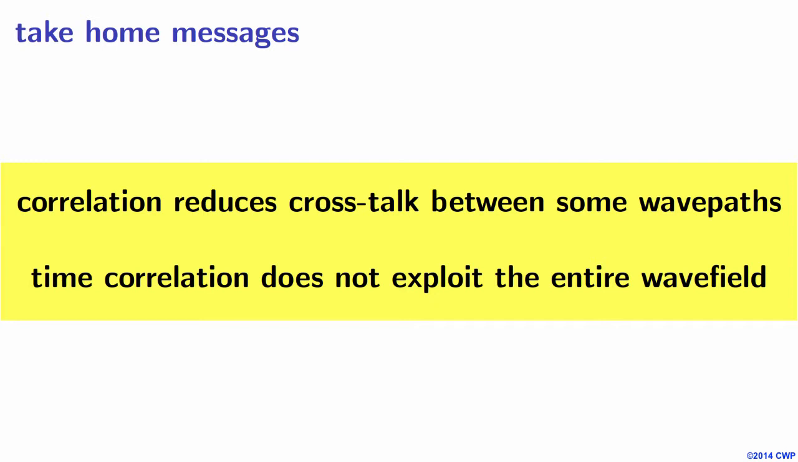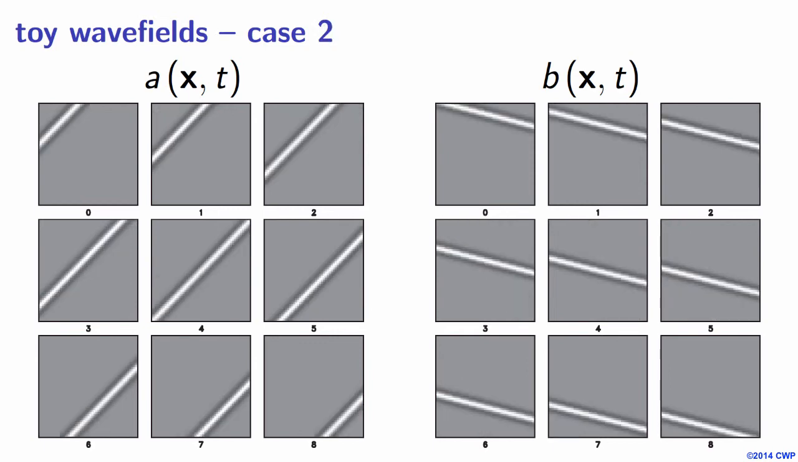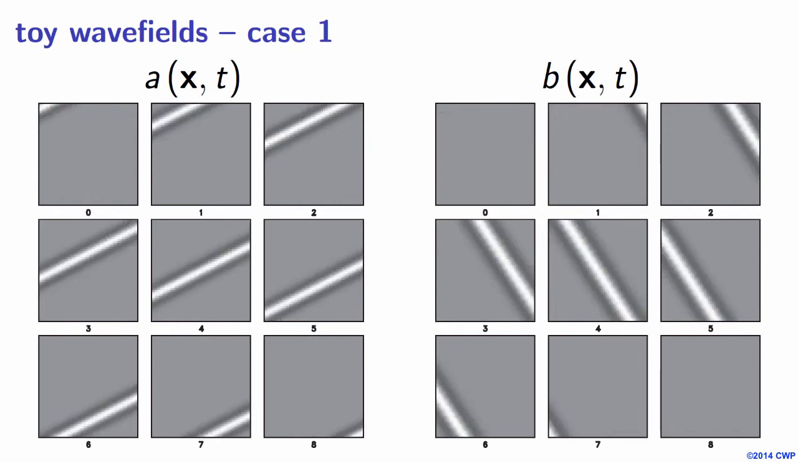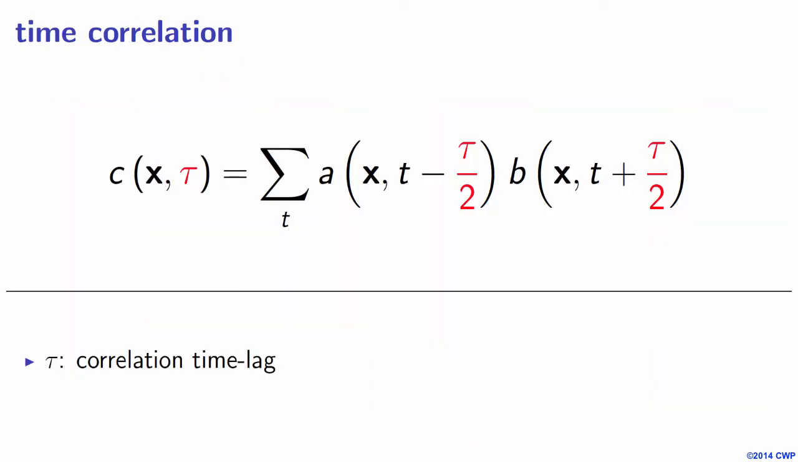Let me illustrate it with a simple example for you. So let's consider these toy wavefields. Wavefield A on the left, wavefield B on the right, same pattern, different frames of a wavefield as a function of time. And here, let's consider another case. Case 2, wavefield A on the left, wavefield B on the right. Now you legitimately expect that when you correlate or you evaluate the mismatch between those wavefields, you get a different answer because they are different pairs. They're not the same.